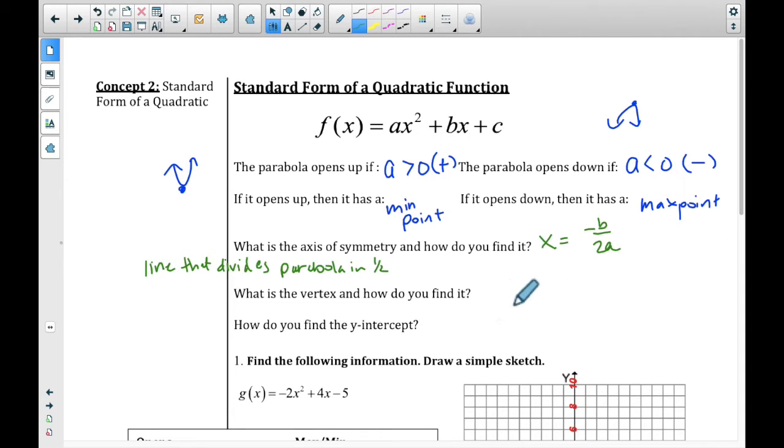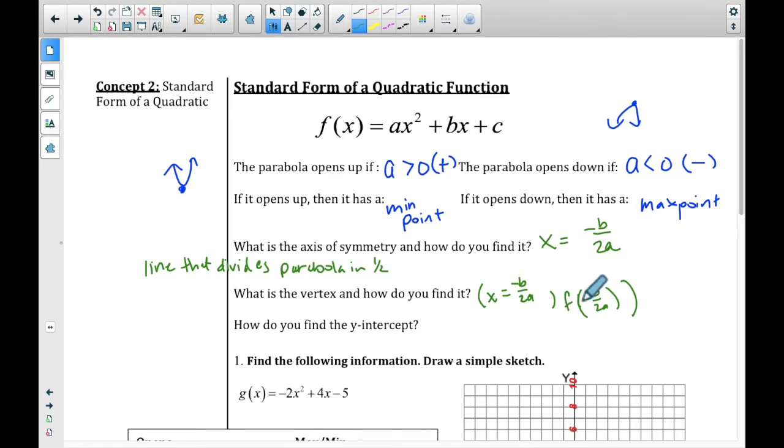Now, what is the vertex and how do you find it? Well, for the vertex, we saw this in our last lesson, that the x value comes from this negative b over 2a. But then the y value, to find the y value, what I do is I plug that negative b over 2a into the function, and I work it out. And we'll do some examples.